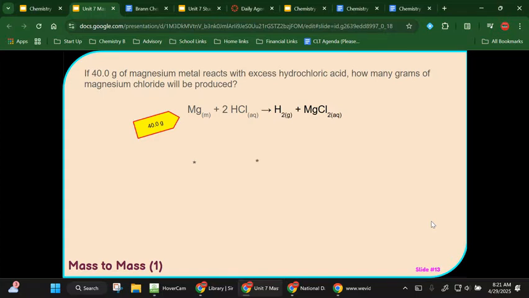Next, what are we trying to find? Well, we're trying to find how many grams of this stuff are produced. So I'm going to put a question mark by it with the g after it. The g tells me I'm going into mass. I've identified what I'm given. I've identified what I'm looking for. Now we start our problem.